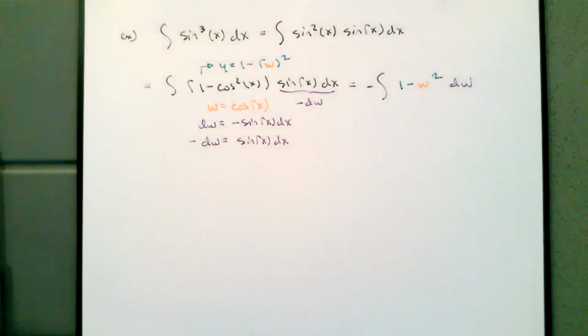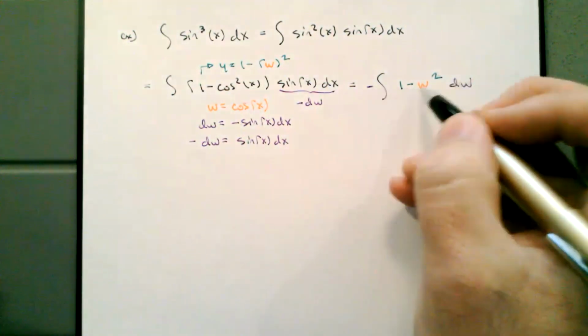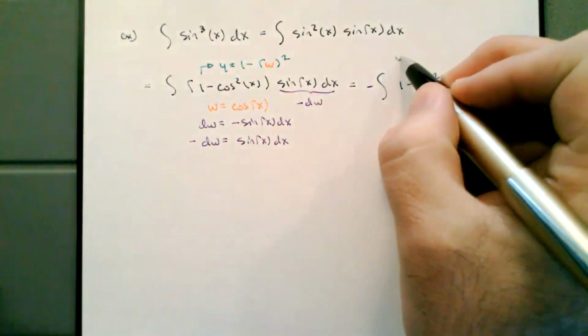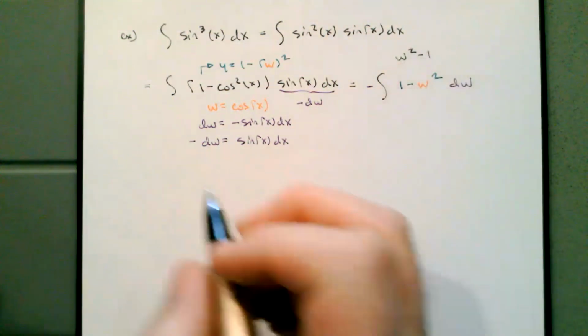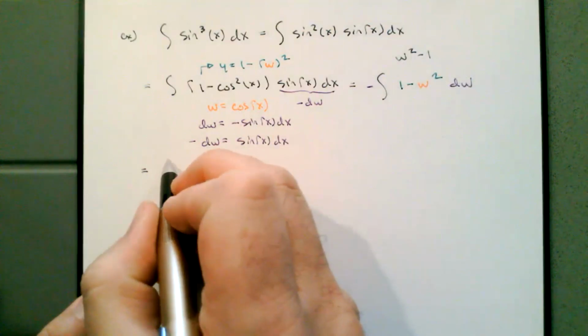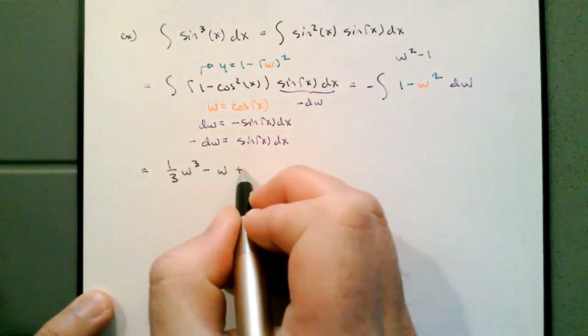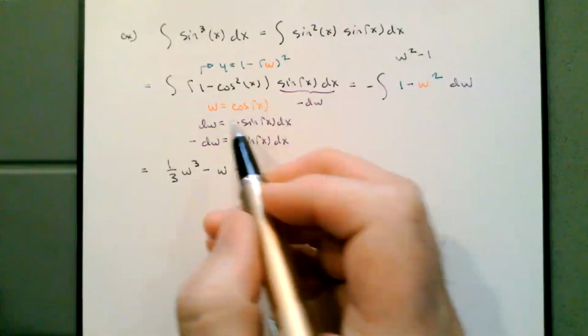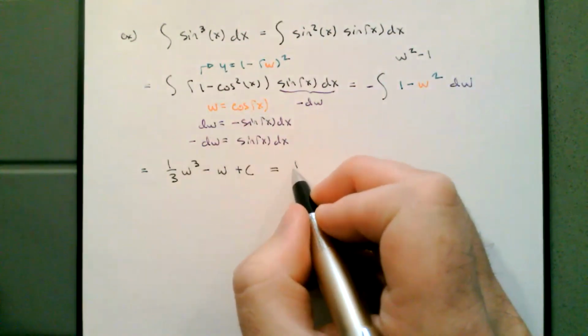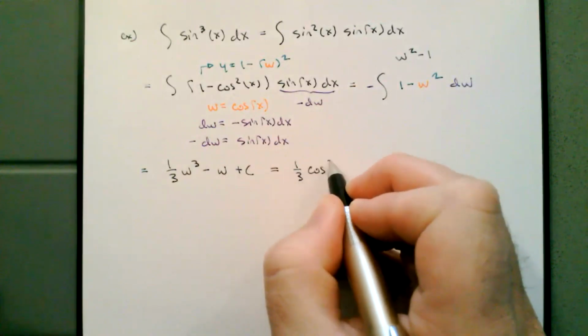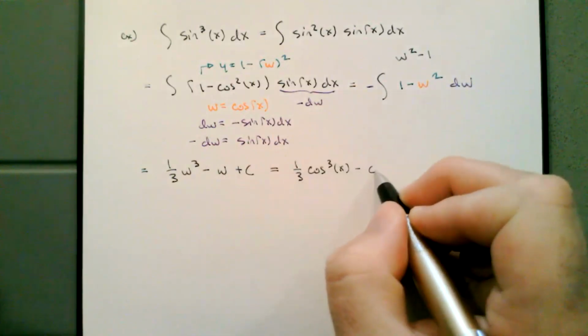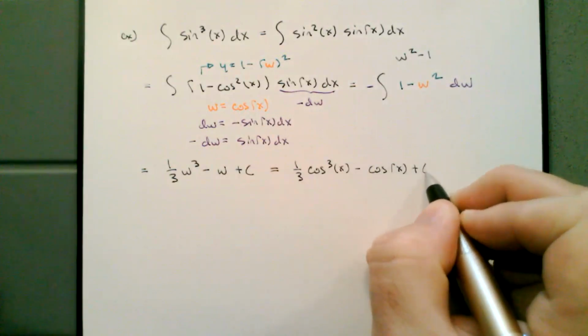We have traded our x integral for a w integral. Now all we have to do is integrate. Note that there's a negative out in front of a subtraction, so I'm just going to reverse the order and call this w squared minus 1. So we integrate in terms of w, so we get 1/3 w cubed minus w plus c. And then we remember that w is cosine x, so I get 1/3 cosine cubed x minus cosine x plus c.